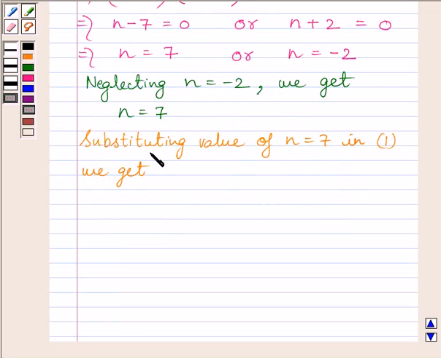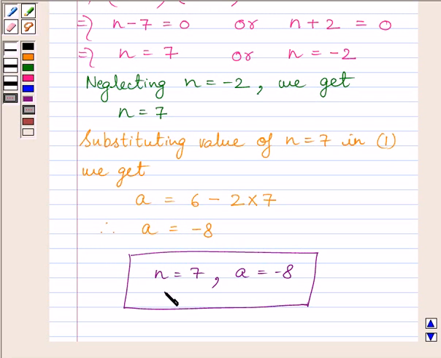Now substituting value of n is equal to 7 in expression 1, we get a is equal to 6 minus 2 multiplied by 7. Now simplifying, we get a is equal to minus 8. So our required answer is n is equal to 7 and a is equal to minus 8.